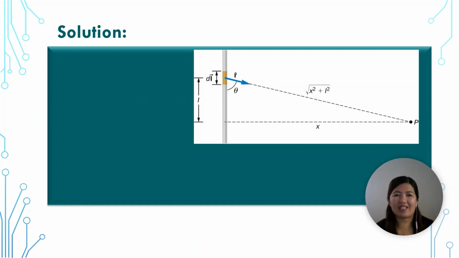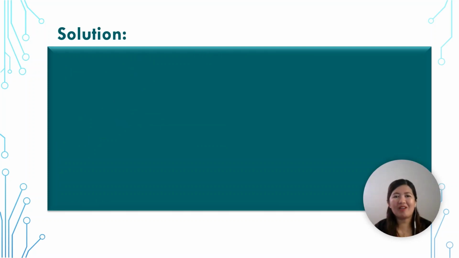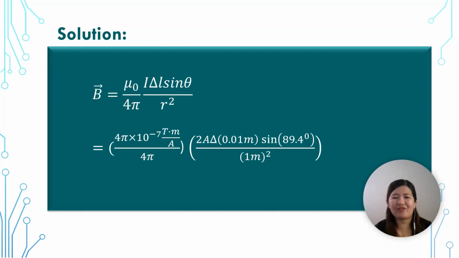the angle theta is calculated using a tangent function. Using the numbers given, we can calculate the magnetic field at P. The angle between delta L and vector r is calculated from trigonometry, knowing the distances L and x from the problem. Therefore, we have an angle of 89.4 degrees. Now, plug in the given values to the formula. And we have the following result.